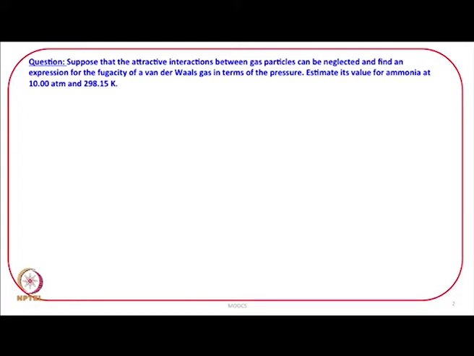Let us examine the question very carefully. It says that suppose that the attractive interactions between the gas particles can be neglected. So, you are neglecting the attractive interactions. If the attractive interactions are neglected, that means the molecules will not be sticking to each other. So, just before beginning answering the question, we know that the fugacity is not going to be less than pressure, because attractive interactions are missing.